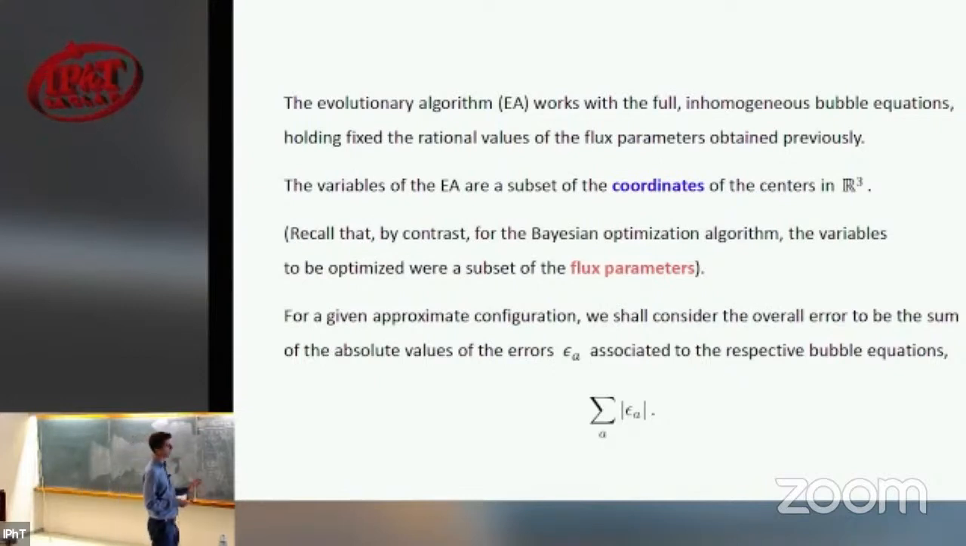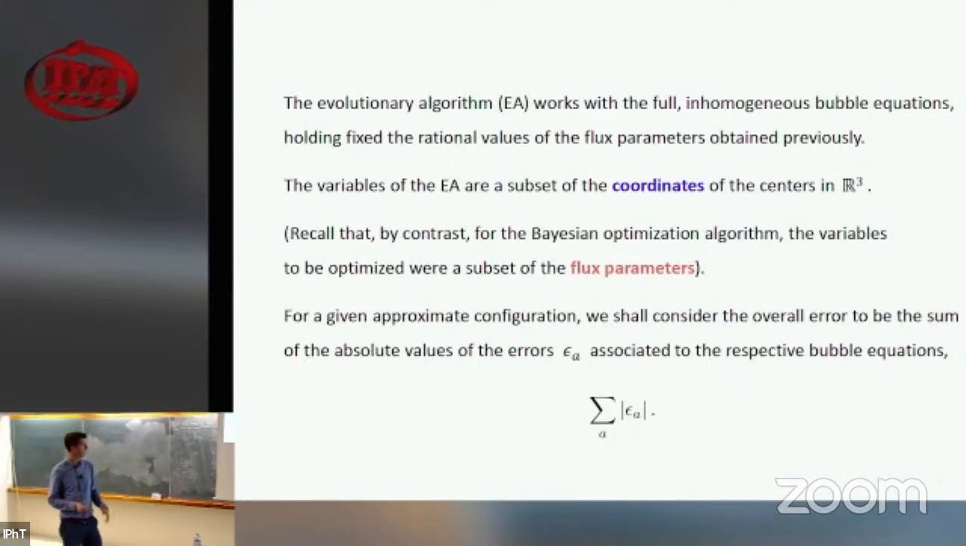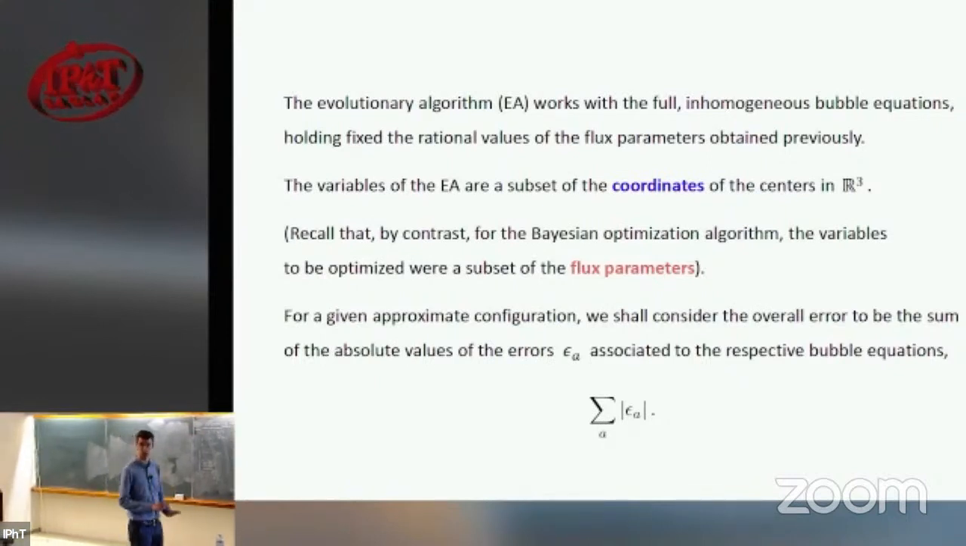And unlike the first step where the variables were the flux parameters, now in the second half of the algorithm, the variables are the positions. And the error is going to be quantified by the error in the bubble equations, of which there are n minus one. So we'll just sum the absolute values of the errors, and this will be the total error that we consider.